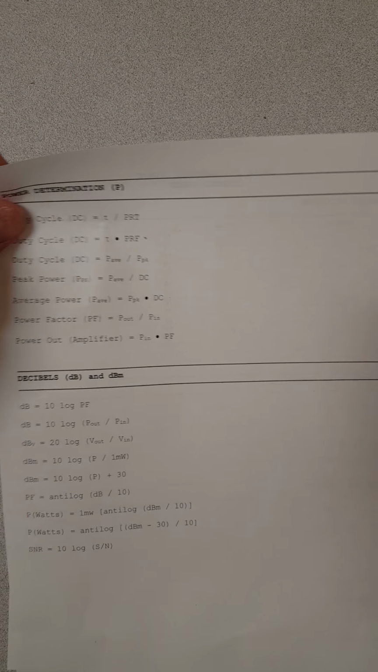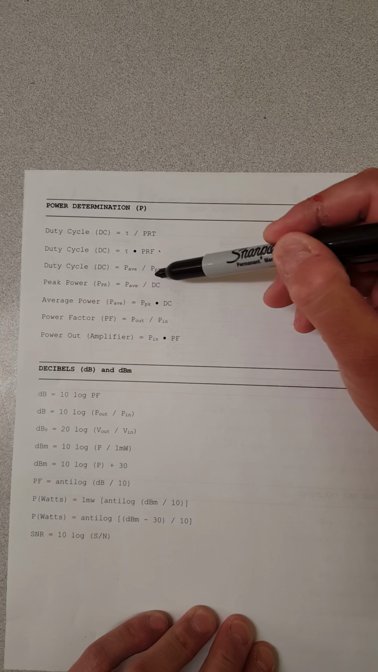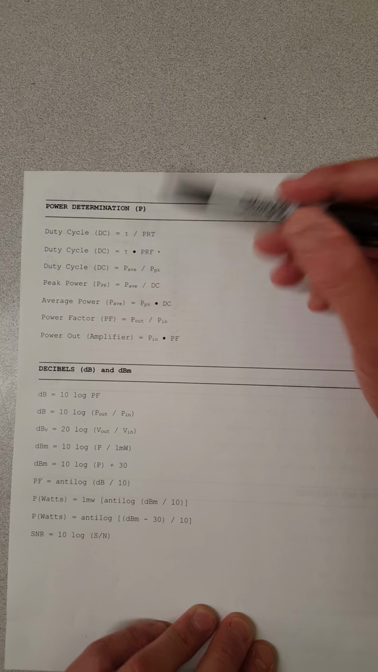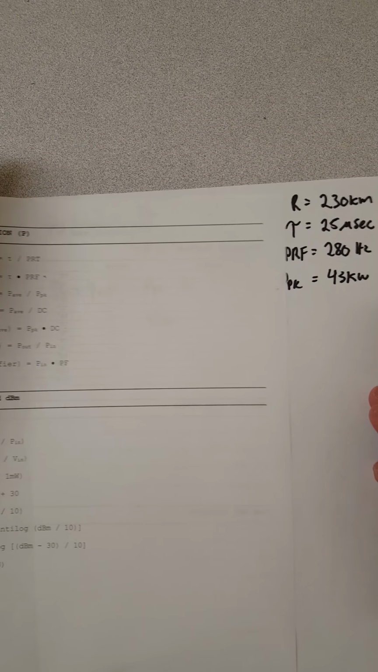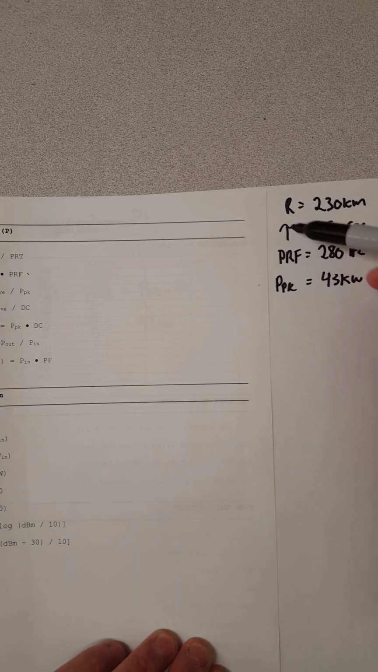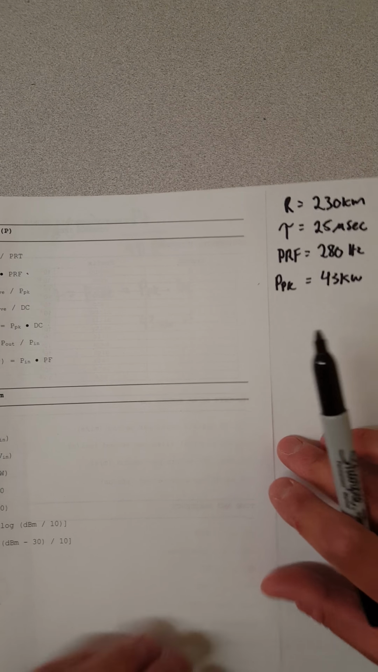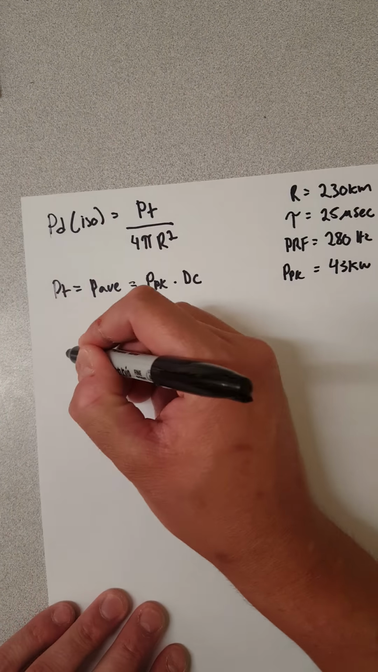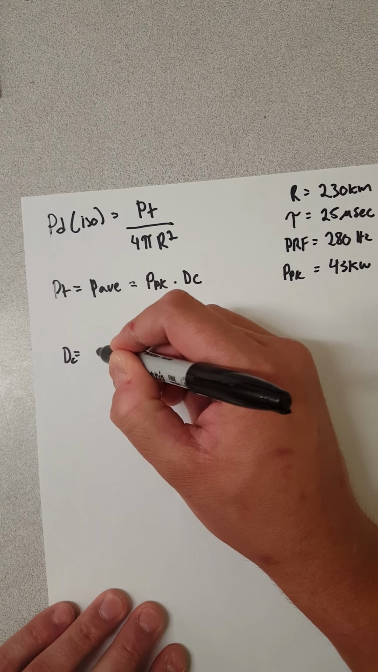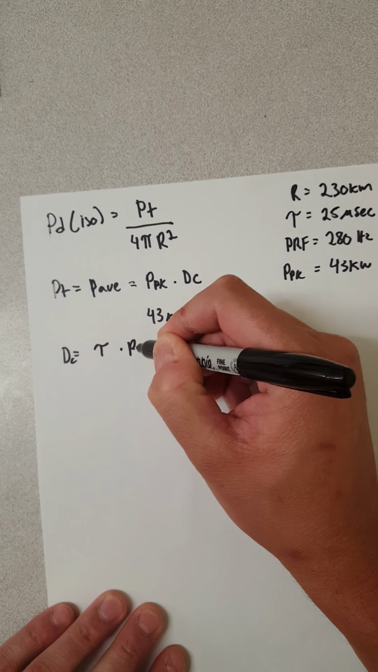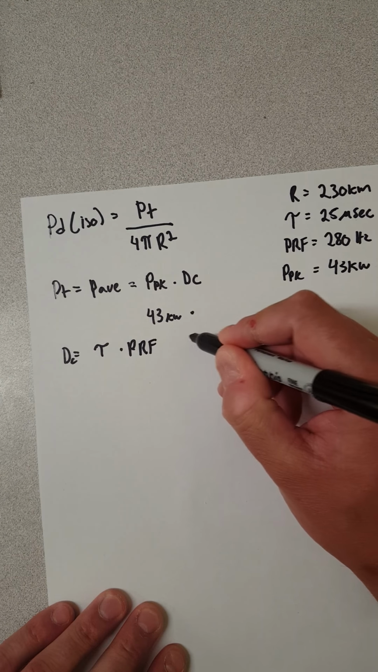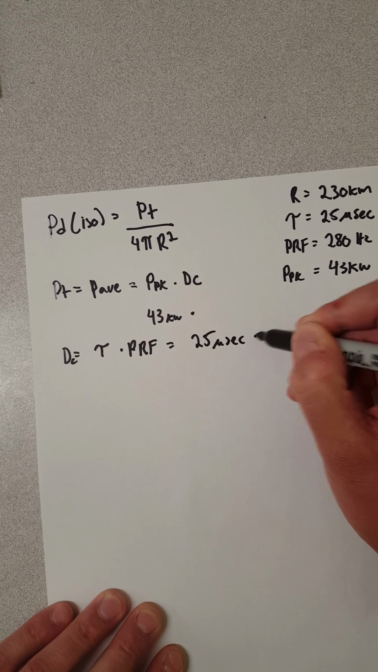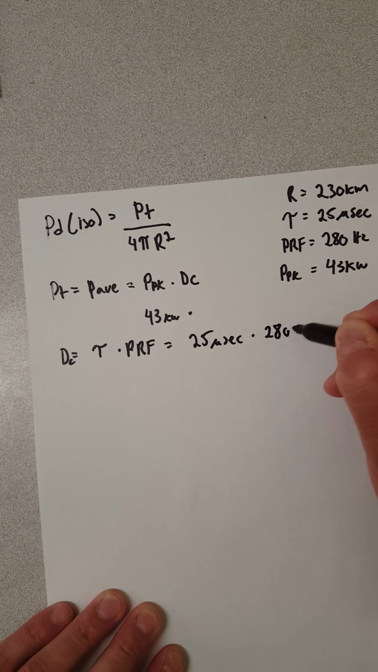Let's refer back to our formula sheet. If we're looking for duty cycle, we've got three options. We have average power divided by peak power, pulse width times PRF, and pulse width times PRT. So we can match this up to the variables that we're given. We see that pulse width times PRF is going to be our best option, so this second one here on the equation sheet. To find duty cycle, pulse width times PRF, or 25 microseconds times 280 hertz.